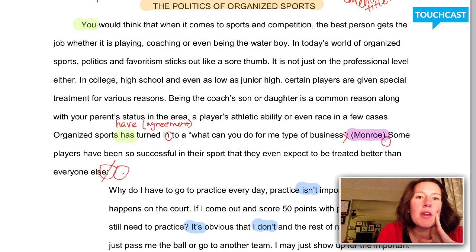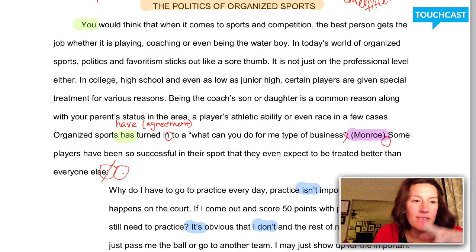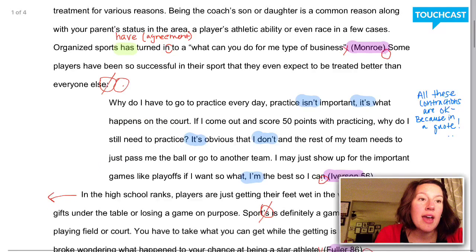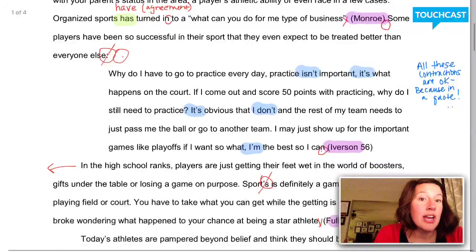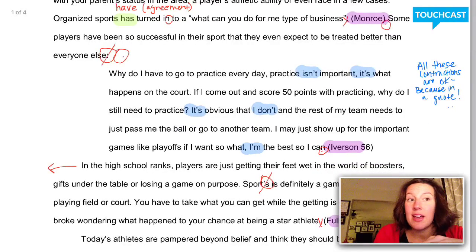Alright. Down here we have some players have been so successful in their sport that they even expected to be treated better than everyone else. Okay, that is a sentence. And so having a colon there wouldn't make sense because what you're about to read, the block paragraph, doesn't give an example of that. So you need to make it a period. Alright, and then below that we have a block quote which is actually set up correctly. Notice there are no quotation marks. That is correct. I highlighted all the contractions in blue and I wrote in blue, all these contractions are okay because they are in the quote.